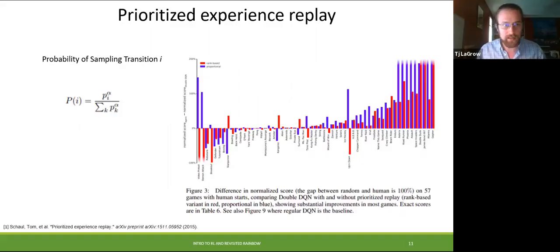So here is again all of the 57 games, and they're basing the prioritized experience replay in addition to DDQN or double DQN. As the research line is still going, it is iterating on this.